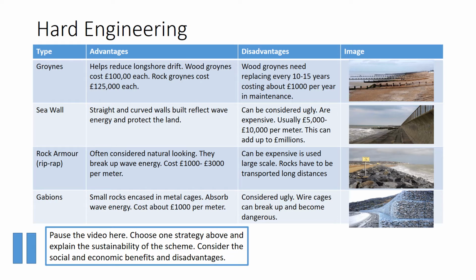Sea walls can be straight or curved, and they are usually made of concrete. They are built to reflect the wave's energy, so the wave crashes into them and then is released back to the sea. And this means they protect the land behind. They can be considered quite ugly, unattractive, and they are very expensive, usually £5,000 to £10,000 per metre.